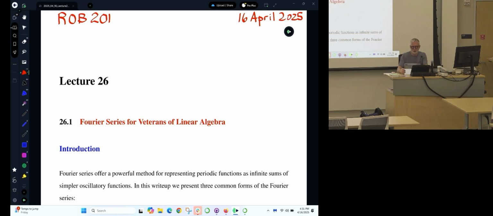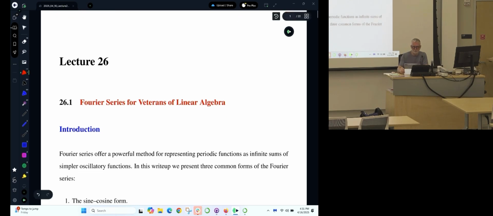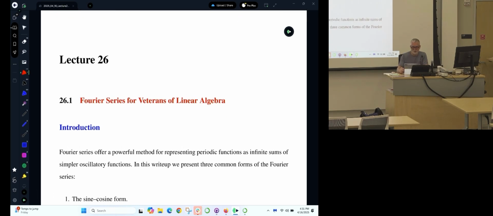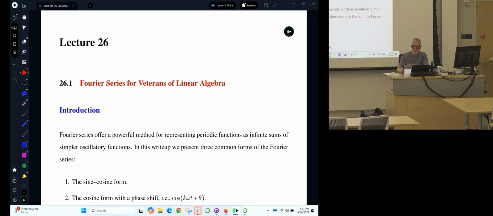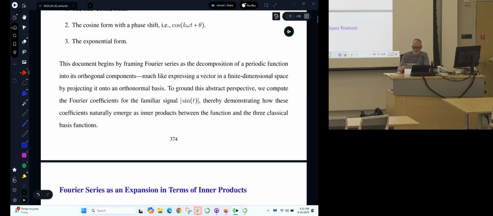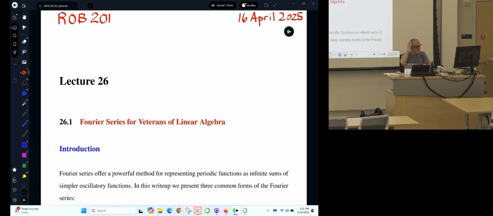So we're looking at some topics that combine linear algebra and calculus. So we're going to start with Fourier series. You can download this handout from Canvas. So it's in the lecture folder. Max can post it here in case that's hard for you.